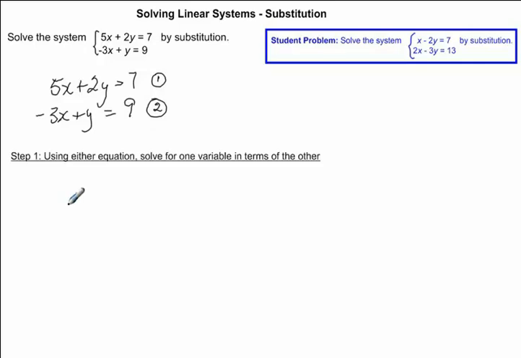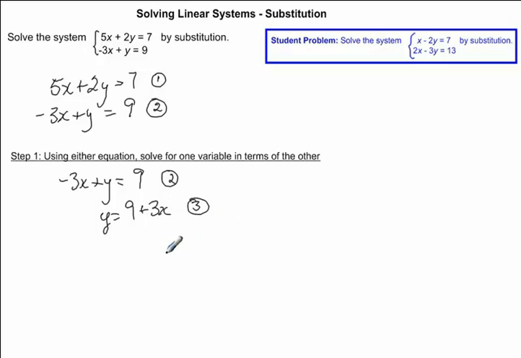Step number 1 is to use either equation and solve for one variable in terms of the other. I'm going to choose equation 2 because we can solve for y in one simple step. So I'm going to rewrite equation 2, which is negative 3x plus y is equal to 9. I can simply bring the negative 3x to the other side, and I have y by itself. So I get y equals 9 plus 3x. I'm going to label this equation 3.